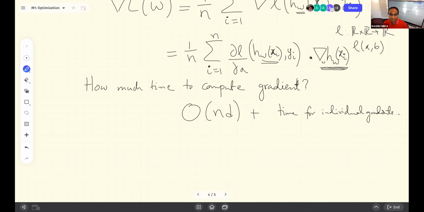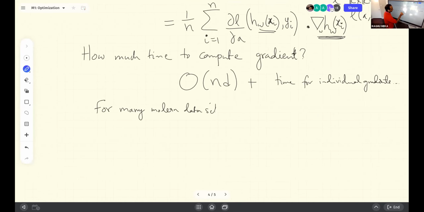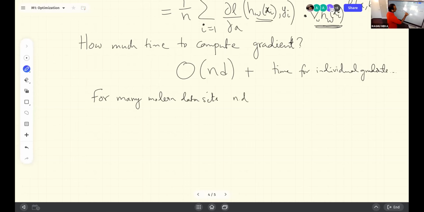So what should you do in that case? What can you do in that case? For many modern data sets, n times d per iteration is bad. It makes it really infeasible. So what can you do in this case? Take mini batches, that is, sum over m, where m is much less than n.